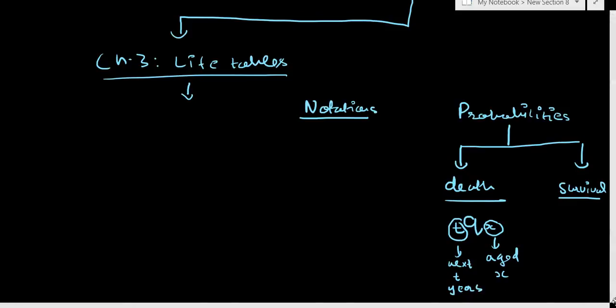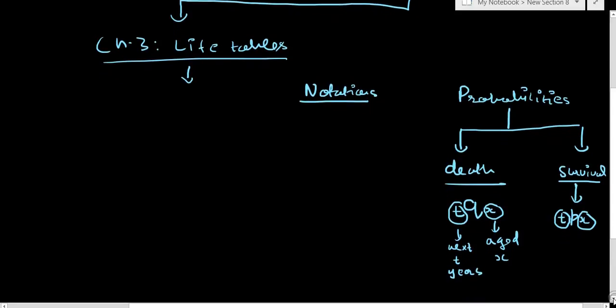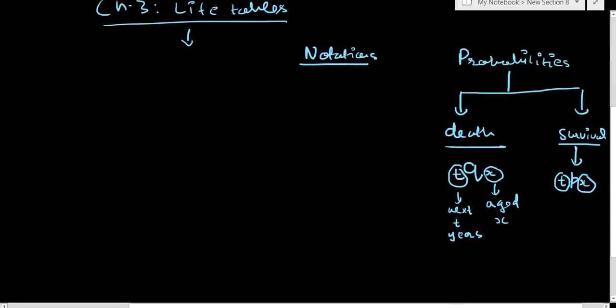As opposed to this, the probability for survival is obviously denoted by a p with the x and a t here, and again this is the age of the person and this is the term for which we are talking about. So tqx is the probability that a person aged x dies within t years, and tpx is the probability that a person aged x survives for at least another t years. And as you would expect, the sum of these two probabilities is equal to 1. So this is something we must know.